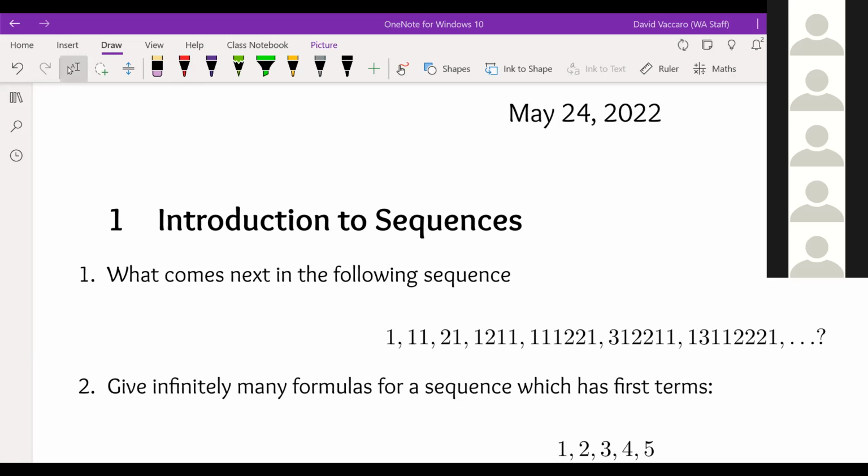So we've got 1, 11, 21, 1211, 111221, 312211, and then I guess that is 13112221. Okay, yeah, we've got a good suggestion in the chat. Well done, Edward.